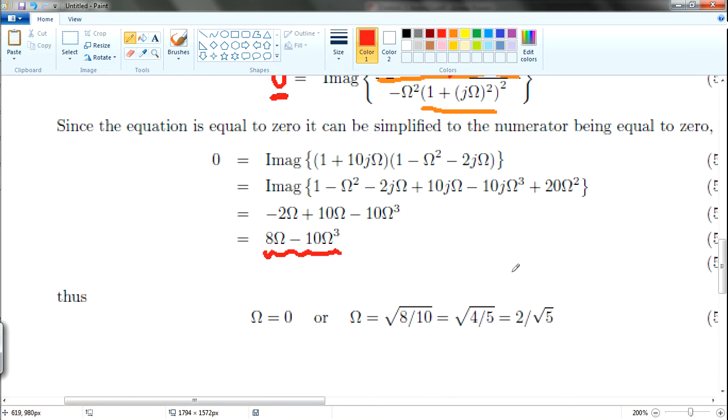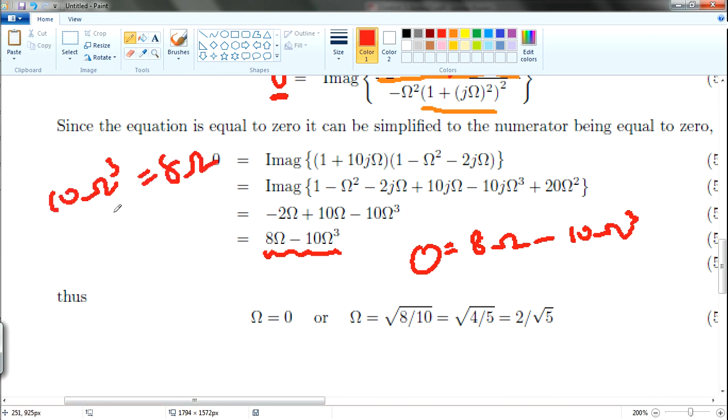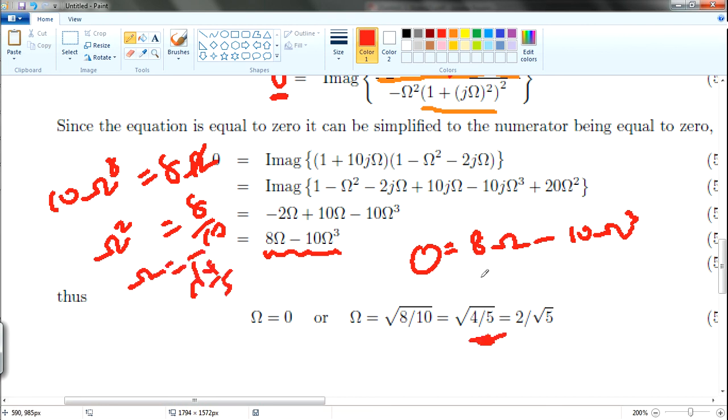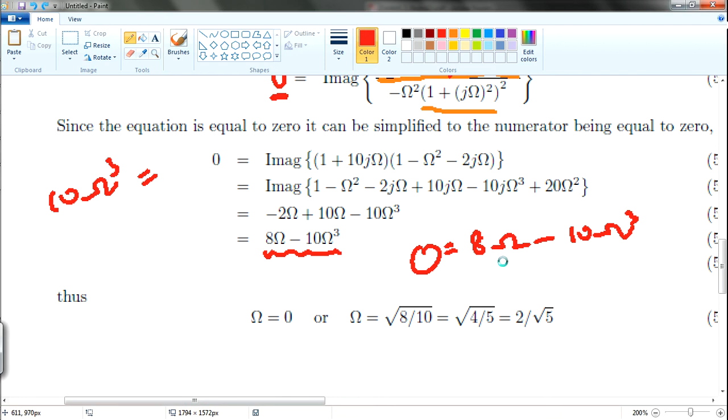And then if you were to solve again, minus 10 omega cubed, right? If you bring this 10 over here, you are getting back what we have done earlier. So this will be square, equals 8 over 10, and then omega equals square root of 4 over 5. I haven't finished yet.